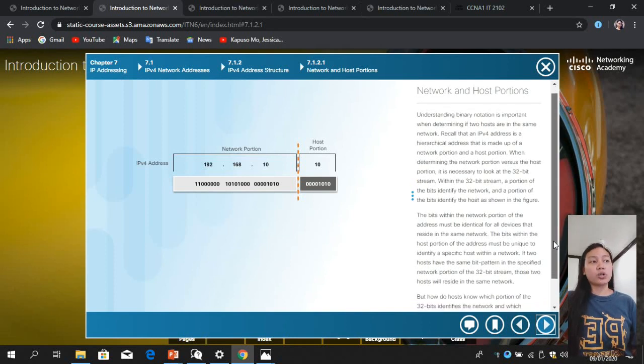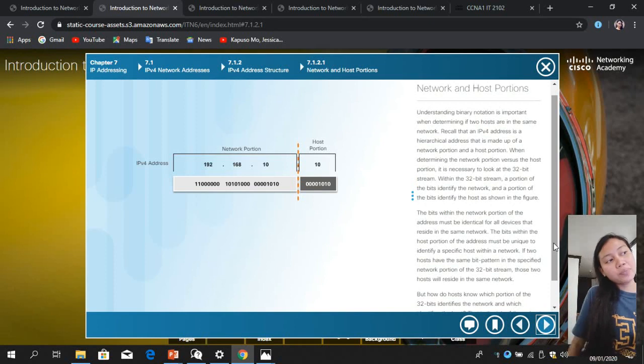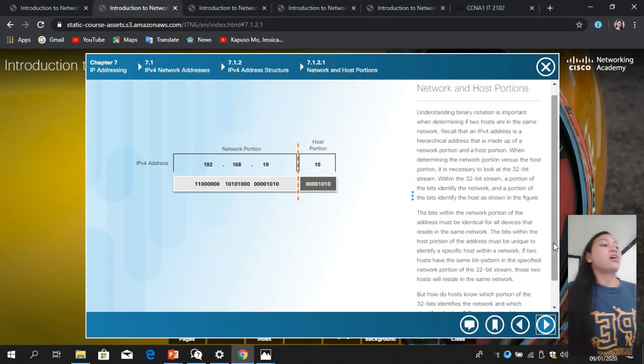Network and host portions. Understanding binary notation is important when determining if two hosts are in the same network. Recall that an IPv4 address is a hierarchical address that is made up of a network portion and a host portion.